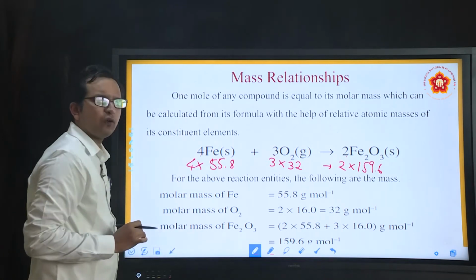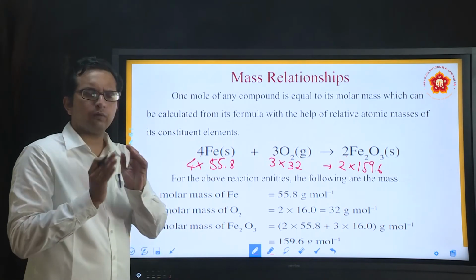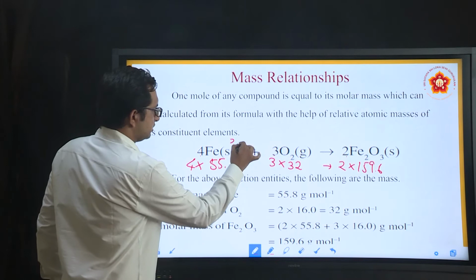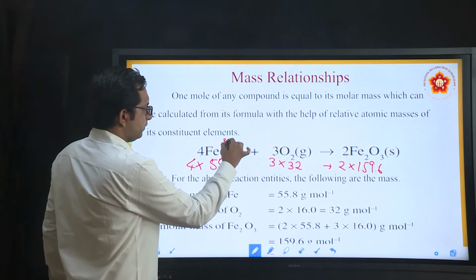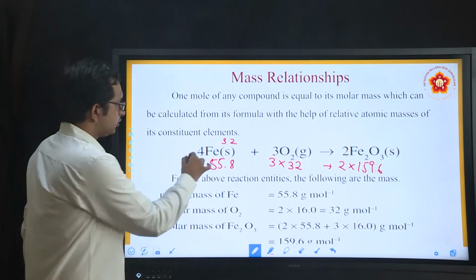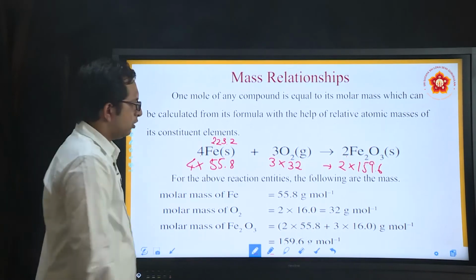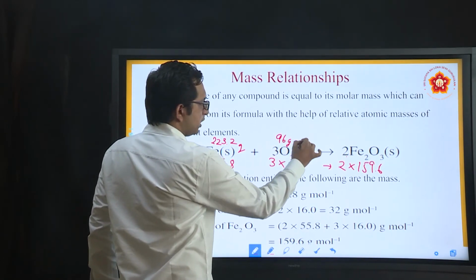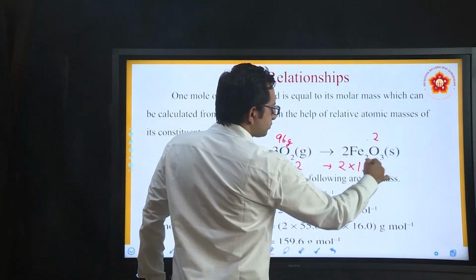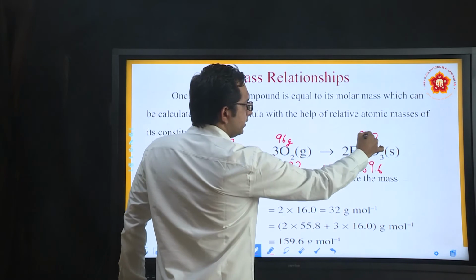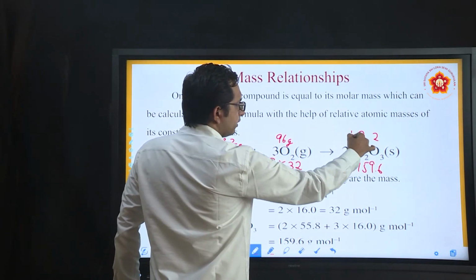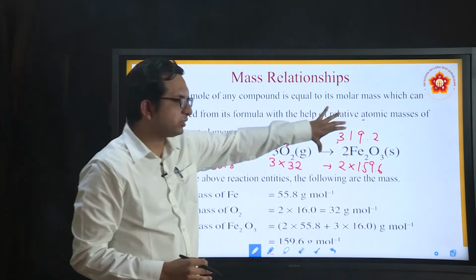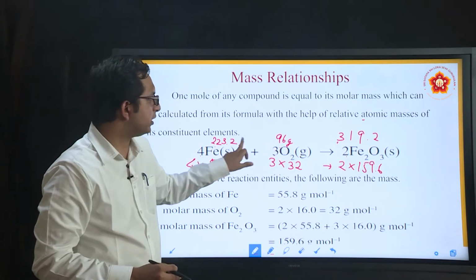Now, see the total mass of iron present here, per atomic part it is 55.8. So, if you go by 4 into 55.8, you get around 223.2. This is in terms of grams. Again, 32 into 3, you get around 96 grams, whereas for this one it will be 2 into 159.6, which is 319.2. So, what you understand here is that to get 319.2 grams of this compound, you need so much of these corresponding particles.